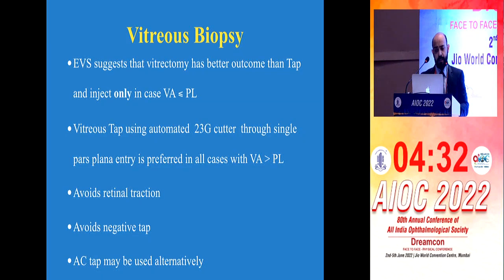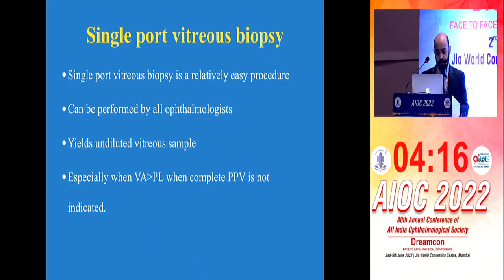Now, vitreous biopsy is the suggested way. Vitreous tap is not recommended because vitreous biopsy avoids retinal traction, it avoids a negative tap. And it's not a very difficult procedure. I'll be showing how to do it. And alternatively, AC tap may be used.